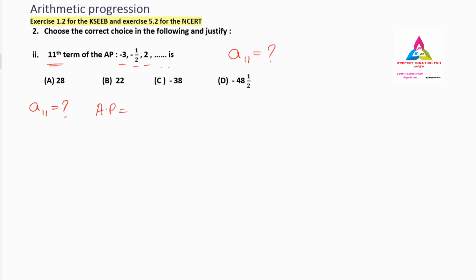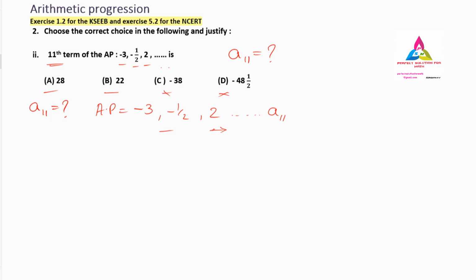That AP is nothing but minus 3, minus 1 by 2 and 2. See, correctly check the numbers. The first one is minus 3, a negative value, next again a negative value, then it becomes positive. So when you find the 11th term, A11, it will be a positive value, because it is moving from negative towards positive. So options C and D are directly not the answer. It may be A or it may be B.